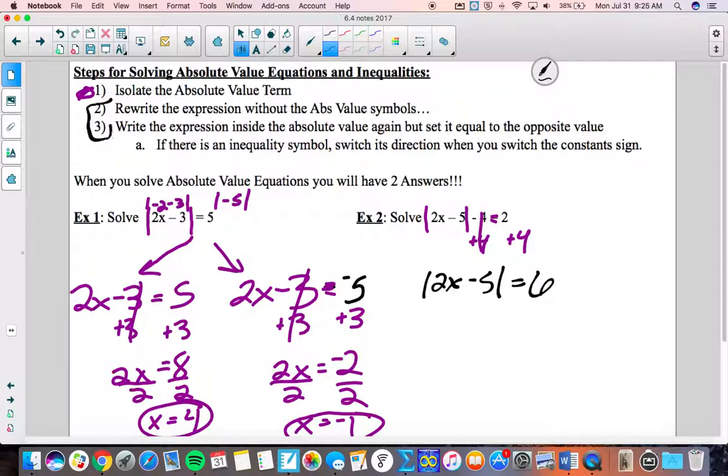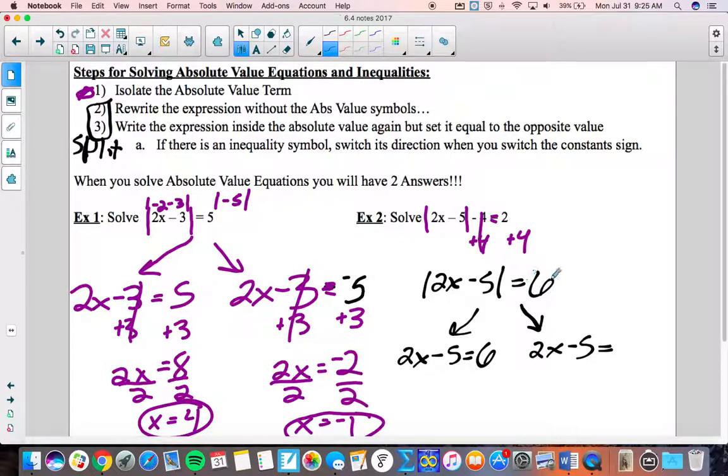Steps number 2 and 3 are really just what I call the split. So I'm going to drop the absolute value signs. And the first time I drop them, I basically just write down the equation the way it is without the symbols. Boom. For the other one, I'm still going to drop the absolute value signs and write the same expression that was over here without the signs. But then I'm going to take the opposite of what the distance is supposed to be. So it's going to be negative 6.